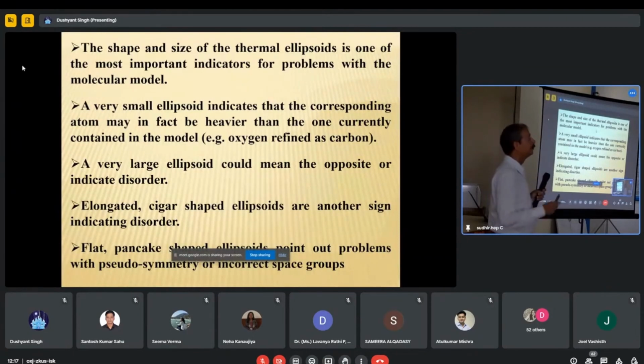So from there, you will see in the ring that 5 atoms show almost the same size of ellipsoid. One is very, very small. So you immediately come to know, if you have studied all this disorder, that you have put oxygen as carbon and vice versa. If it is carbon and you are giving it oxygen, then the size of the ellipsoid will increase. Elongated cigar-shaped ellipsoids are another sign indicating disorder. Flat, other-shaped molecules either show pseudosymmetry or an incorrect space group.